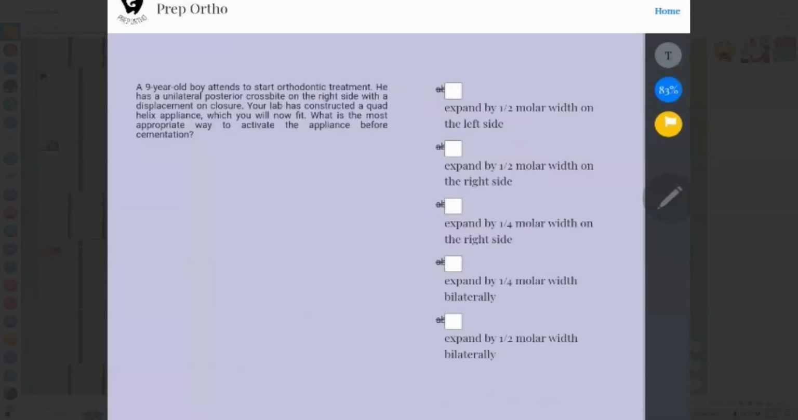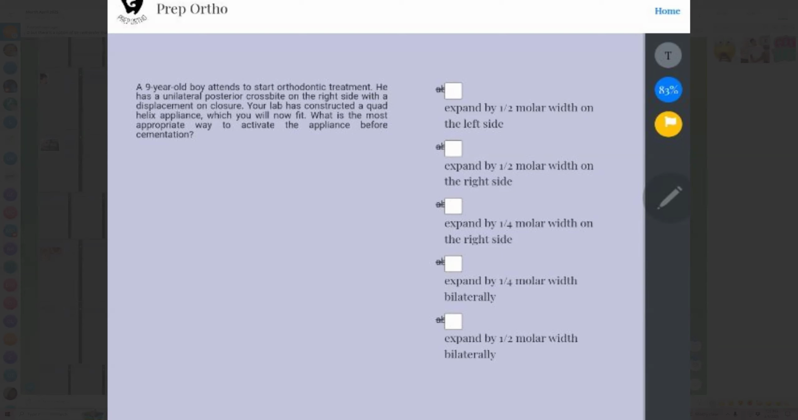A 9-year-old attends to start orthodontic treatment. He has a unilateral posterior crossbite on the right side with a displacement on closure. Your lab has constructed a quad helix appliance which will now fit. What is the most appropriate way to activate the appliance? It's a unilateral crossbite or a bilateral crossbite.